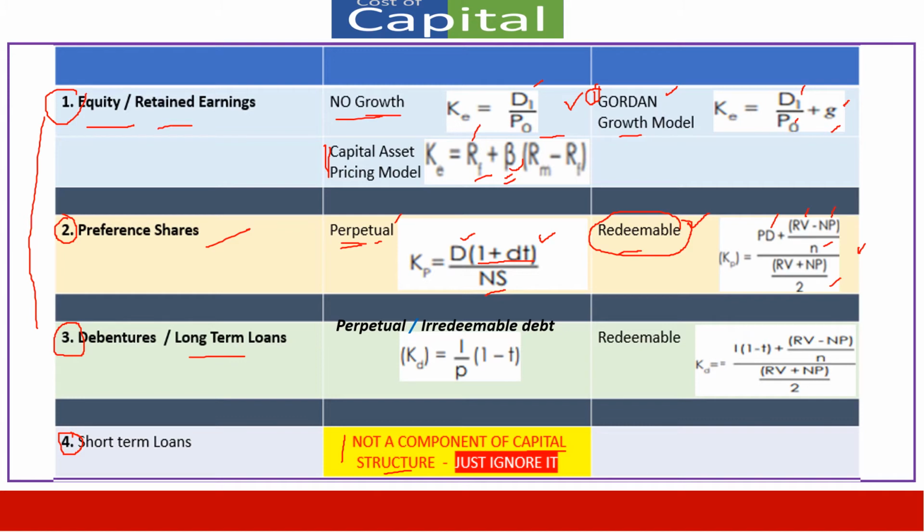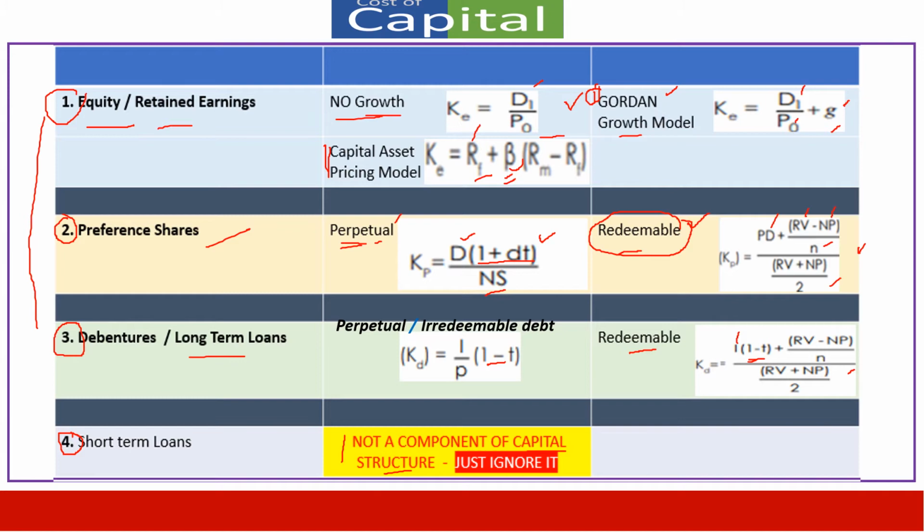Then comes debentures and long-term funds, term loans from institutions or from banks. They can be perpetual. In that case, it will be interest into 1 minus tax shelter divided by the price. Or when it is redeemable, the logic is almost similar to redeemable preference shares except for the tax shelter. Interest into (1 minus tax) plus (RV minus NP) divided by N, all put together divided by average of RV plus NP divided by 2.